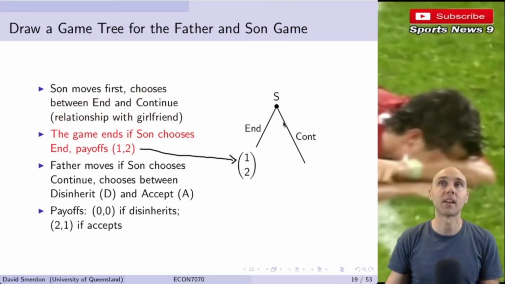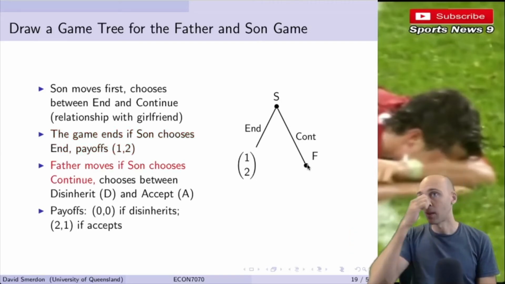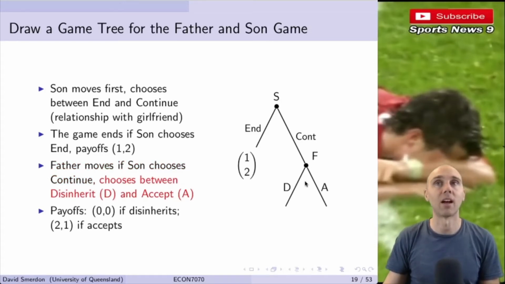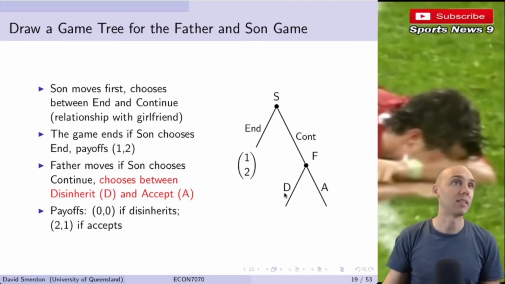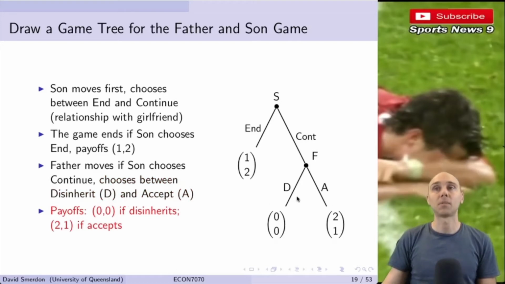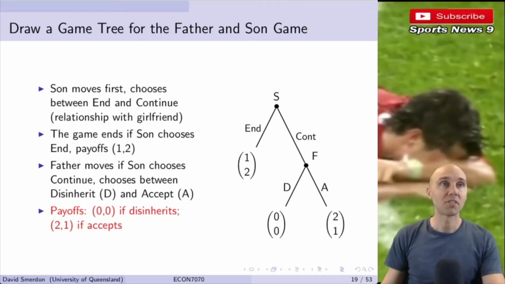Now, if the son chooses to continue his relationship, we now reach a decision node. At that decision node, it's the father's turn to decide, so we get F. And the choice, we again draw two branches and we draw the actions. They are disown or accept, D and A. Both of these are terminal nodes, and therefore we can put the payoffs under each one. If disown, it's 0, 0, and if accept, the son gets 2 and the father gets 1. So this is the complete game tree for the father-son game.